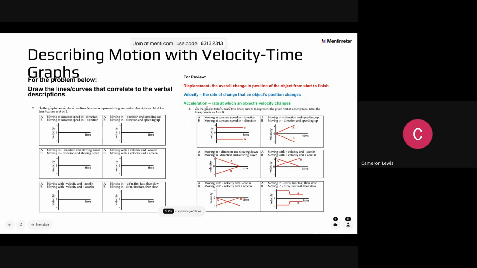Now, if it's in a positive direction, it's going to be above the axis, as if I'm going forward. But if it's in a negative direction, going backwards, it'd be below the axis. So positive and negative refer to the direction that we're going, forward or backwards. Same thing if we see the next one.